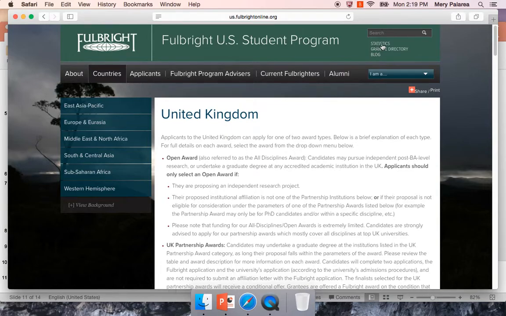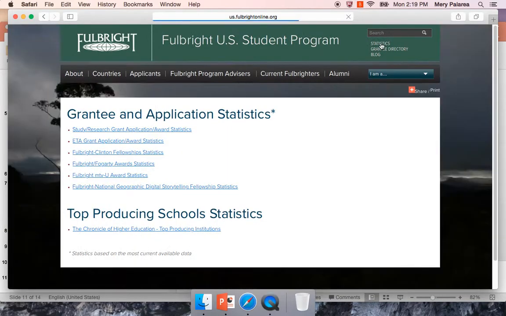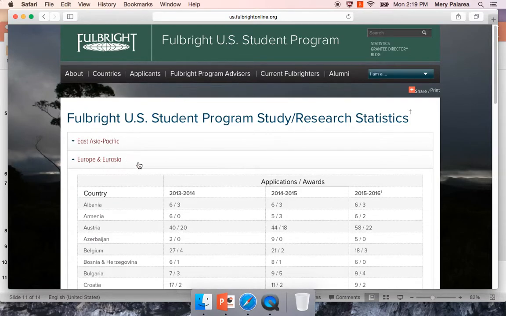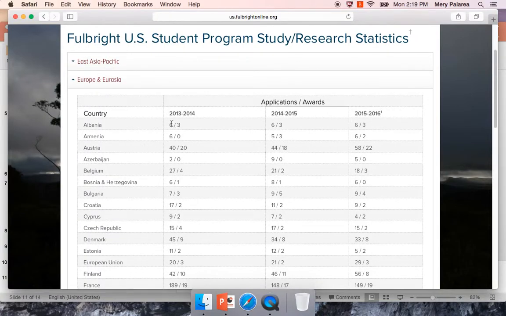I'll show you where else you can go. If you click up here in the top right-hand corner to Statistics, and you're looking for, let's say, the Open Study/Research Awards, click here, and you can select a region and see for the last 3 years how many applicants they had versus how many awards. So Albania consistently has only had 6 applicants, and 50% of the applicants are winning the awards. This would be a great place to apply to have a better chance, to be more competitive.